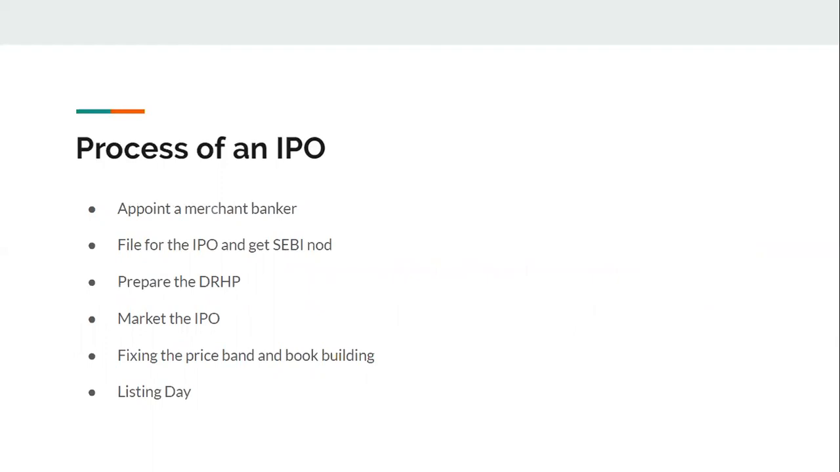Within the process of an IPO, first you need to appoint a merchant banker. Then you file the application form for the IPO, and you should get a positive nod from SEBI, the Securities Exchange Board of India. Then prepare the document, the draft red herring prospectus. After that, market your IPO so that you can bring awareness amongst people that your IPO is coming into the market and why they should invest in it. Then fix the price band so that retail investors can come in and bid their prices. The whole process of fixing the price band and people bidding is called book building. And finally the stock gets listed.